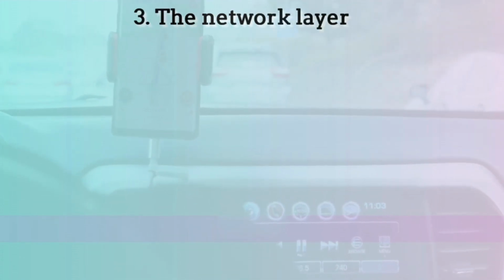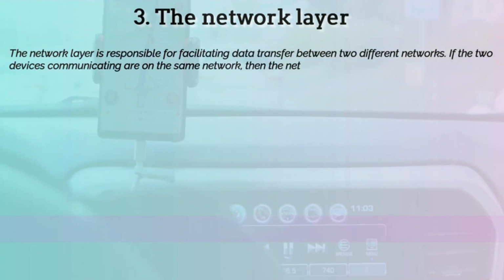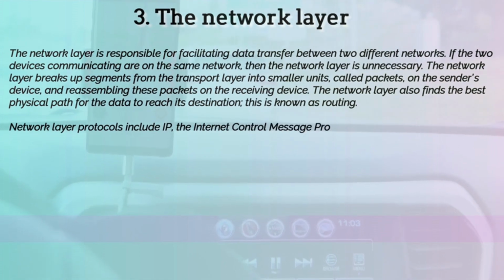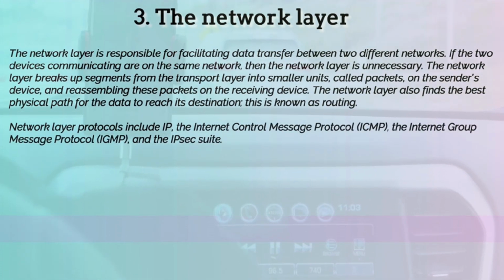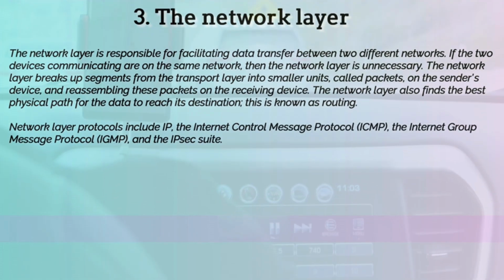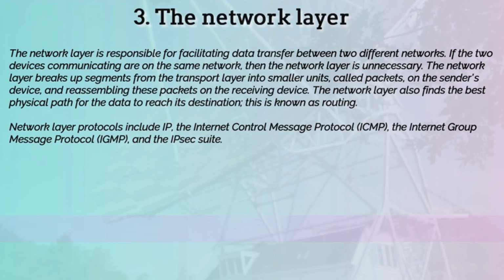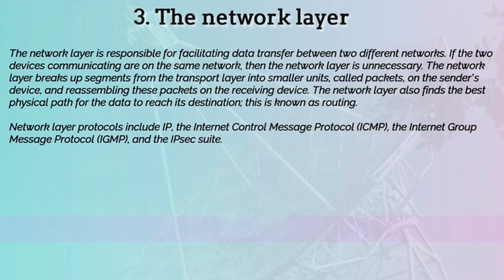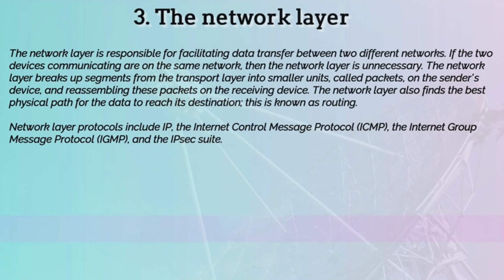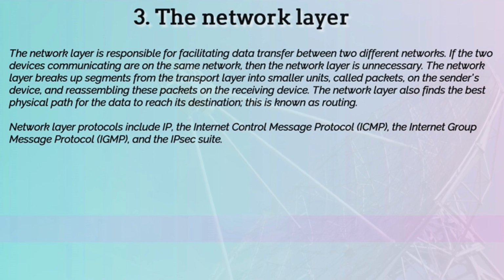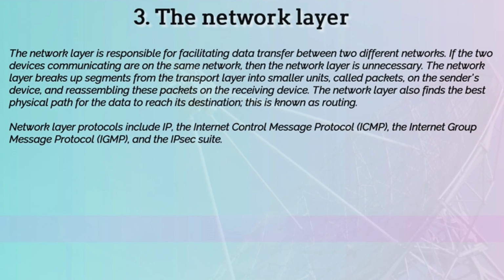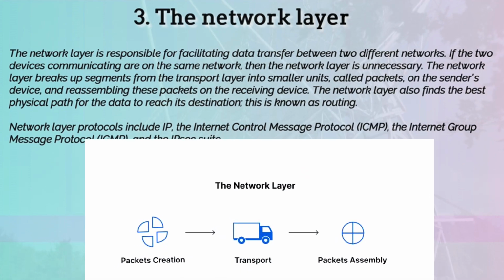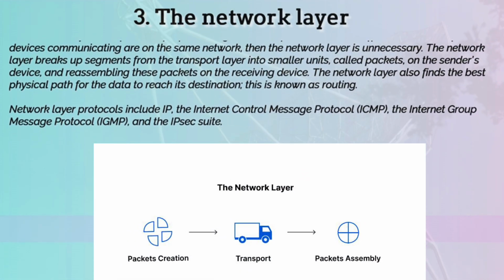Third, the network layer. The network layer is responsible for facilitating data transfer between two different networks. If the two devices communicating are on the same network, then the network layer is unnecessary. The network layer breaks up segments from the transport layer into smaller units called packets on the sender's device and reassembles these packets on the receiving device. The network layer also finds the best physical path for the data to reach its destination. This is known as routing. Network layer protocols include IP, the Internet Control Message Protocol (ICMP), the Internet Group Management Protocol (IGMP), and the IPsec suite.